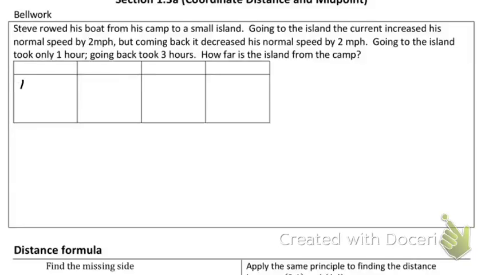I guess, to the island. To island. And then they're going to have to return. He's going to have to return. I know I don't need a total column because never do they talk about the total. They don't say his total average speed was this, so I don't need a total column.